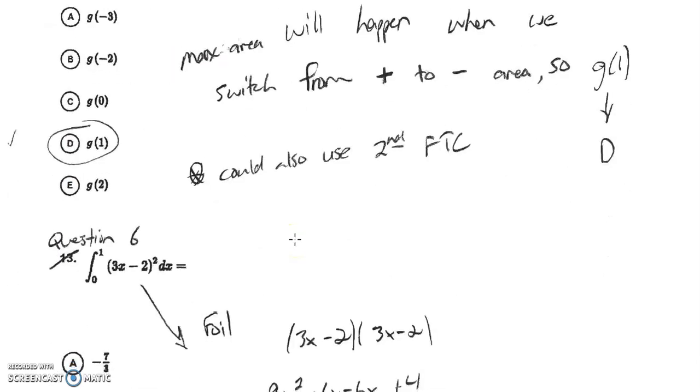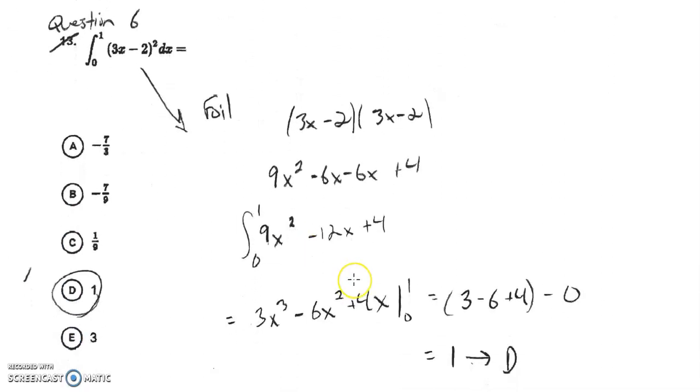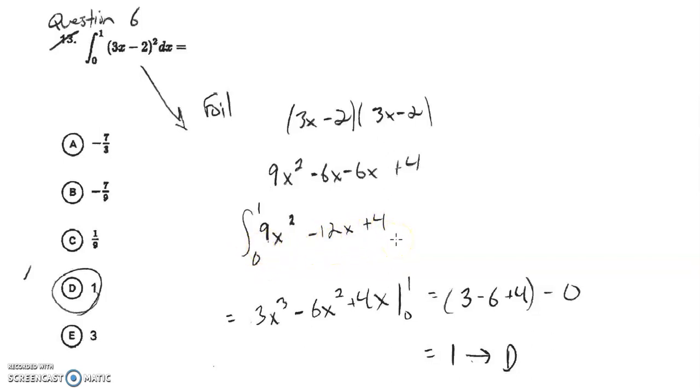All right, let's go to the answer. I got D, 1. All right, so when I FOIL this thing, I write 2 of them, and then I multiply, right? This times this gives me 9x squared. And then the first term is minus 6x, the next term is minus 6x, and I get a plus 4. So really this right here is 9x squared minus 12x plus 4, and that's what I want to integrate. When I integrate that, with power rule, this goes to 3x cubed, this goes to 6x squared, this guy goes to 4x, evaluated from 0 to 1.